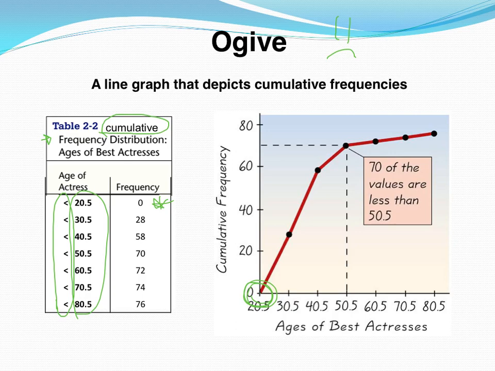The thing with an ogive is that it should always be going up, because what are our numbers doing down here? They're always going up. And then the very last number is always going to be the number of values in your data set.